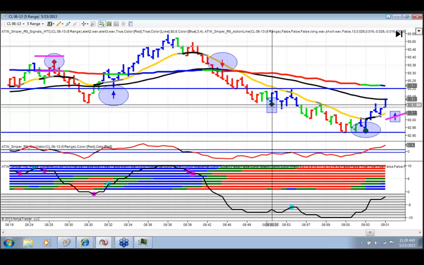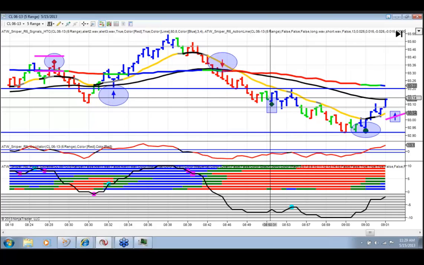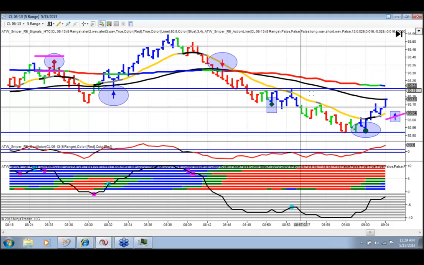All right, we're moving forward. We get a standard buy signal. Now, it's a losing trade, but a lot of sniper owners would not have executed this trade because of the steep slope of the action line.